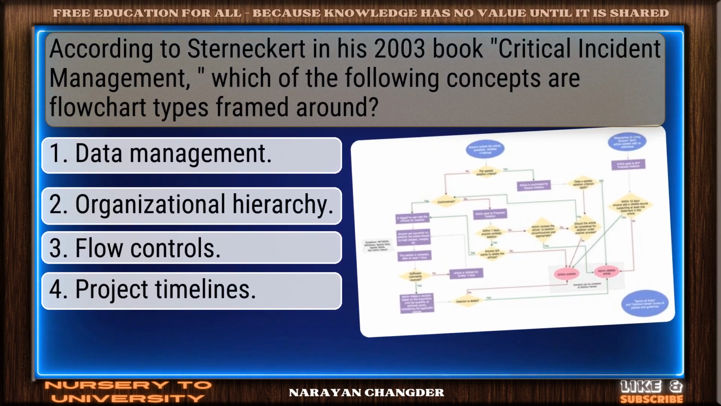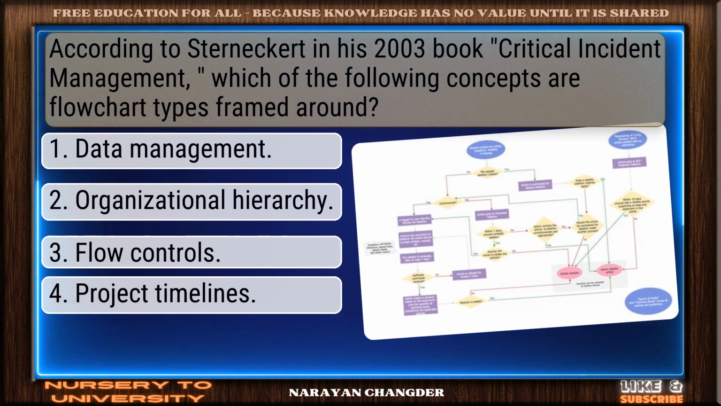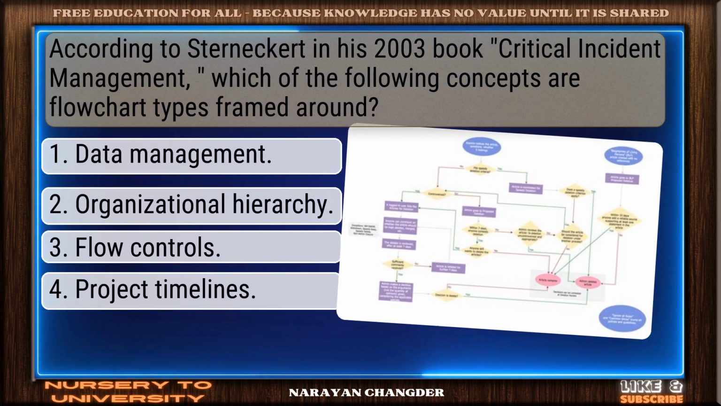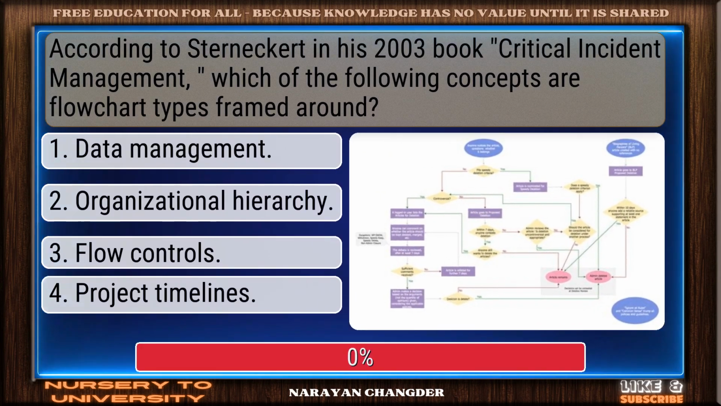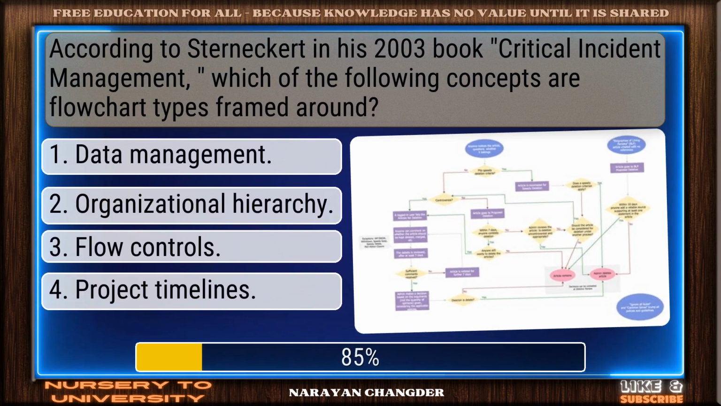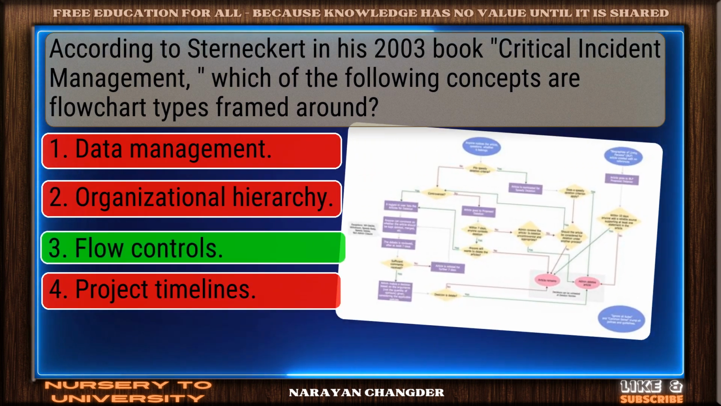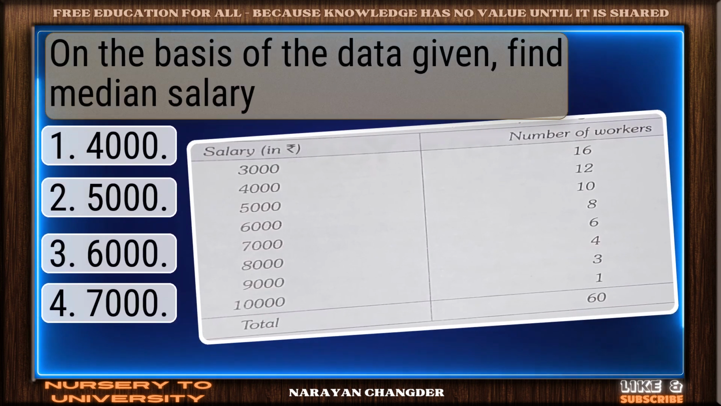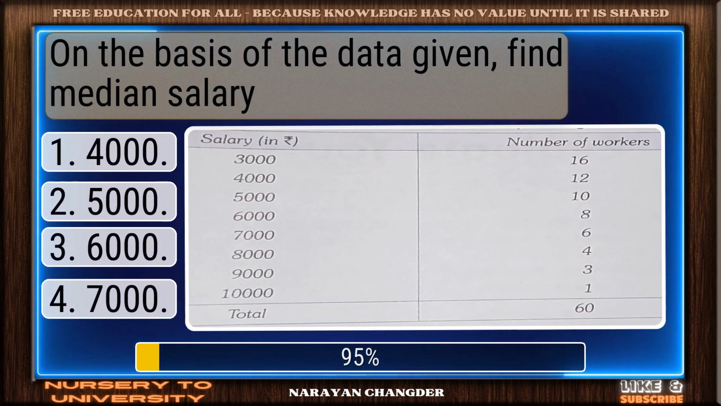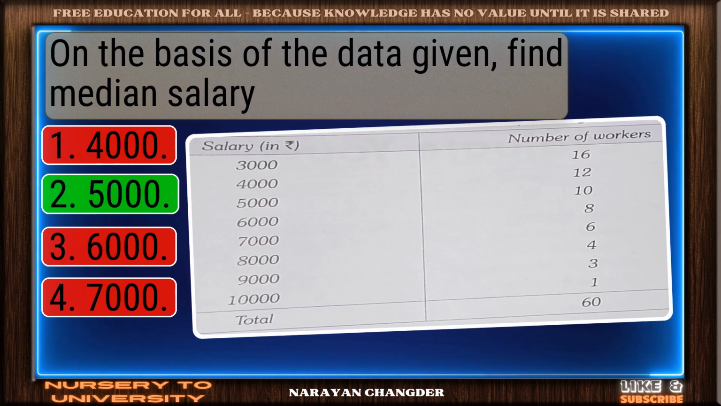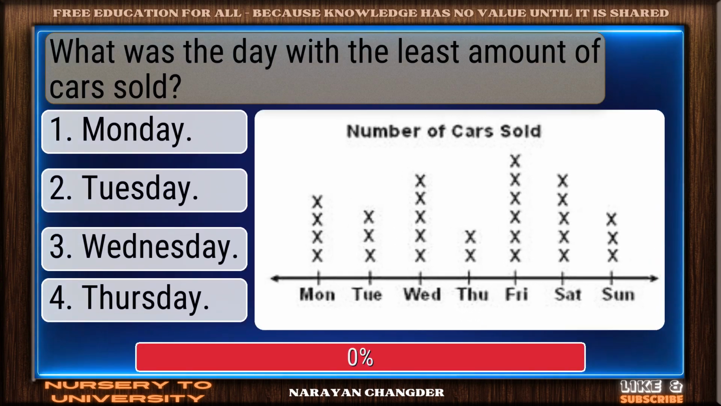According to Stern-Eckert in his 2003 book, Critical Incident Management, which of the following concepts are flowchart types framed around? You're right. Flow controls is correct. On the basis of the data given, find median salary. You chose 5,000, correct?